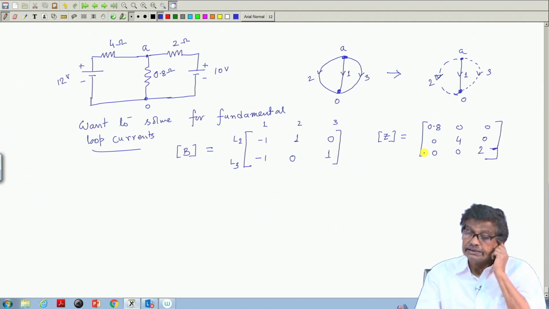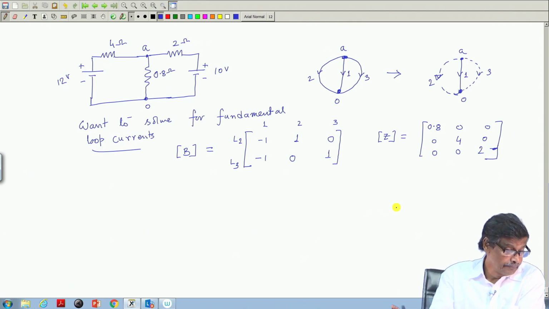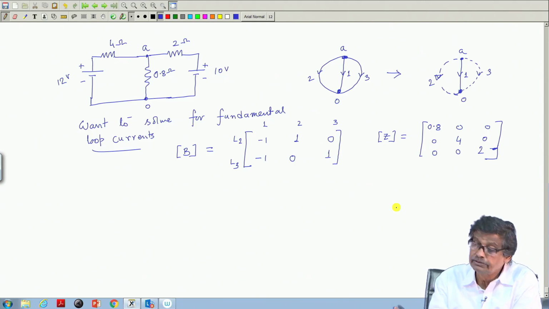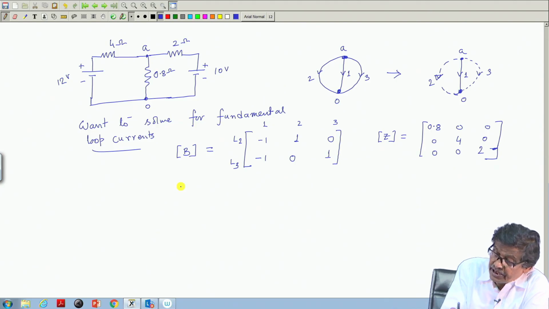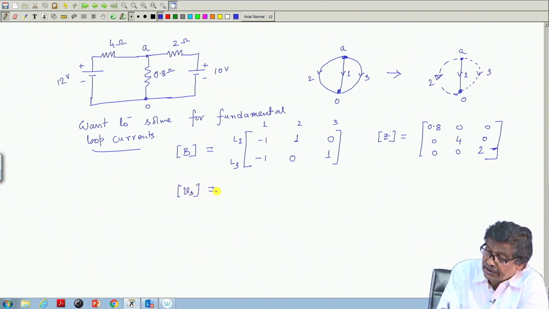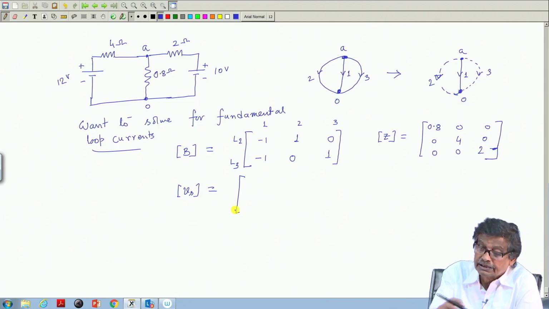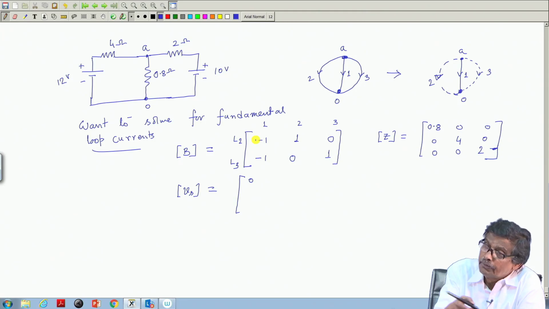Now, I have to write IS and VS. There is no current source in any of the branches. So, first let me write Vs, which is equal to a column vector. For element 1, is there a voltage source? No, 0. For this element, there is a voltage source present, should it be plus 12 or minus 12?